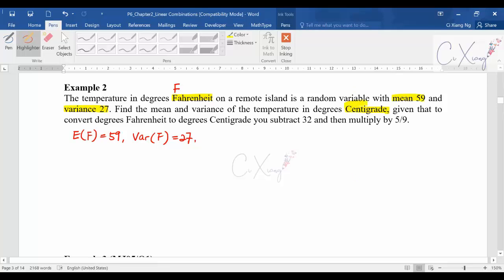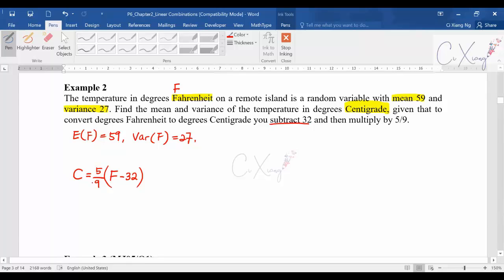After that, they want you to calculate the mean and variance for centigrade. How do we find the mean and variance for centigrade? Here they tell you to convert degree Fahrenheit to centigrade. So to get the centigrade, you subtract 32 from Fahrenheit, so you have F minus 32, and then you multiply the whole thing by 5 over 9. Following this equation, you can get the degree in centigrade. This is how you write out the linear function yourself according to what the question described.